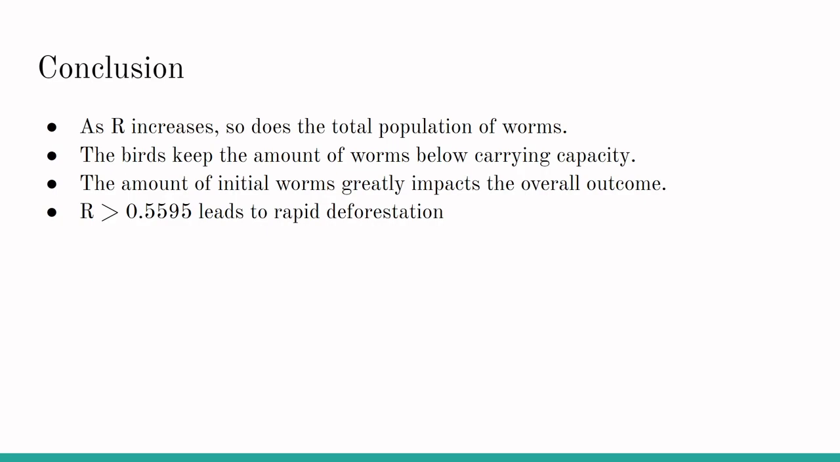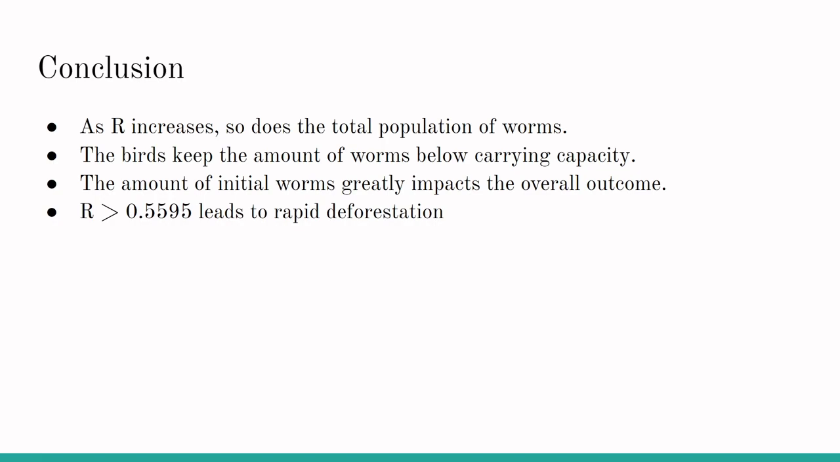So what we've gained from this analysis is that as R increases, so does the total population of the worm. That makes a lot of sense. The faster that they're able to reproduce, the more of them there are going to be. But the amount of birds always keeps it slightly below the carrying capacity. That's the thing that makes this model different than just the normal logistic growth: the worms don't always shoot up straight to the carrying capacity, and you need a relatively large R before they actually start doing serious damage to their ecosystem. The initial amount of worms greatly impacts the overall outcome.